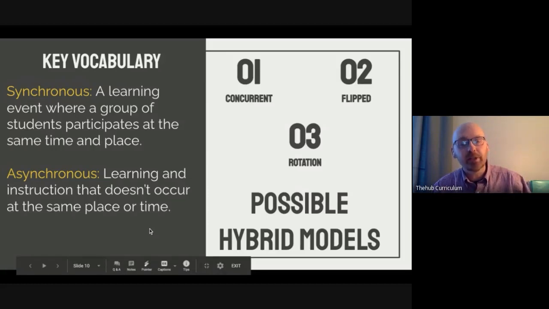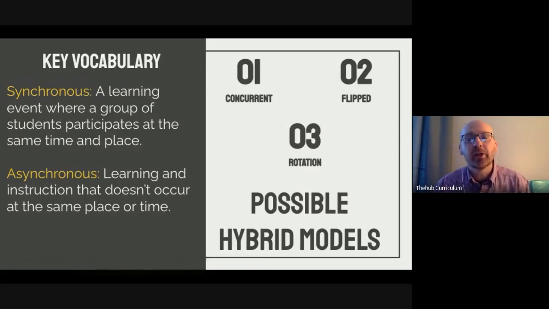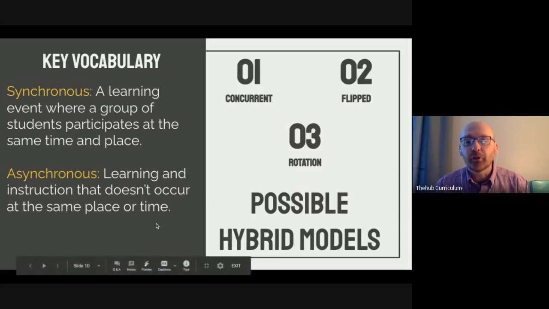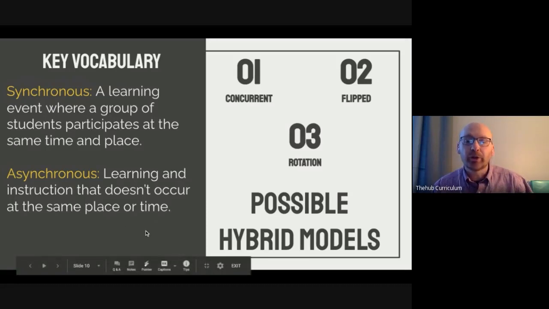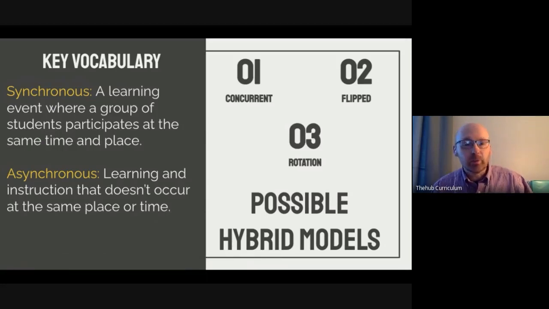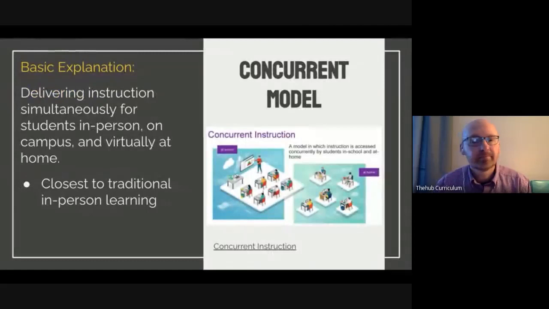And so that's going to be woven into these three models. Our three models that we're looking at today are the concurrent model, the flip model, and the rotation model. And like I said, we're going to provide them in their most basic form. We can go into a deeper dive later, or there are variations like we've mentioned before. So let's start with the concurrent model.